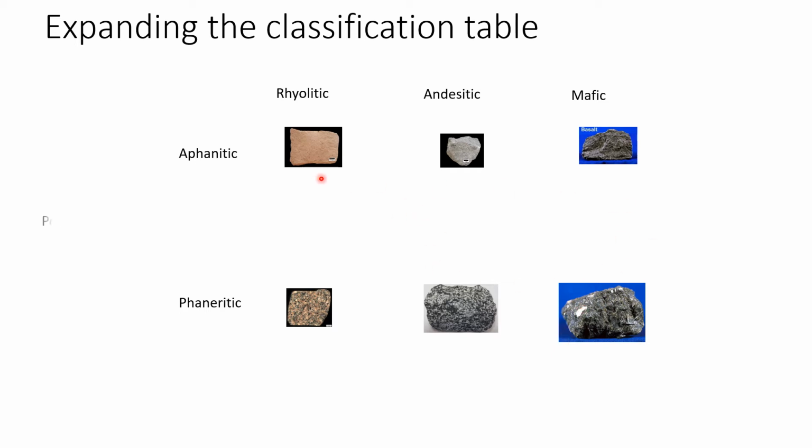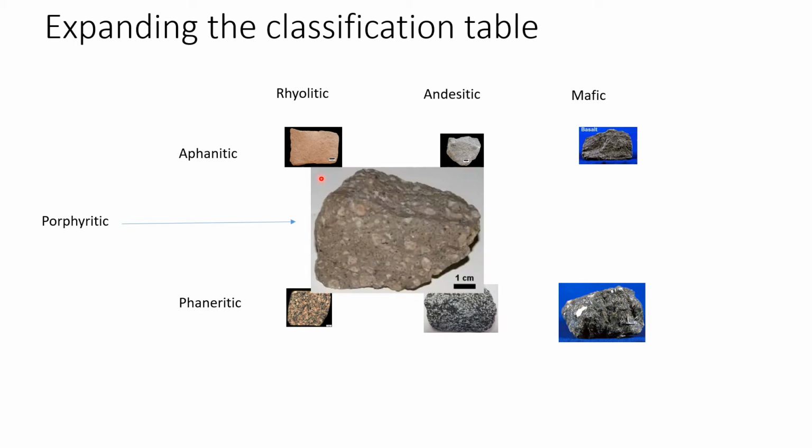We already talked about porphyritic. Okay, so that's one of our complicating factors. Is we could have, well, is it aphanitic or is it phaneritic? Well, it's aphanitic with phaneritic bits. Okay, so porphyritic could be in there to complicate things. All right, that's one thing.